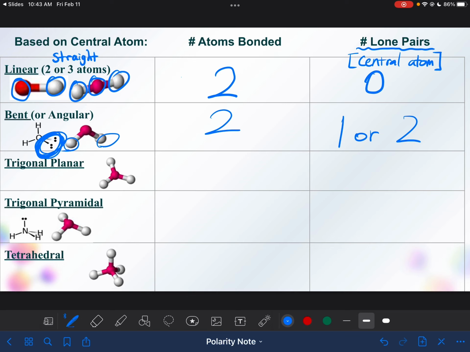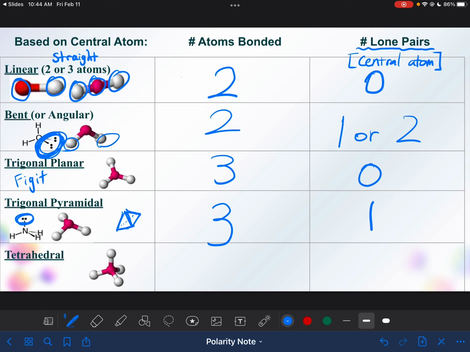Trigonal planar, sometimes I call it a fidget spinner. It kind of looks like a fidget spinner. So it has 3 atoms being bonded and 0 lone pairs. Now, trigonal pyramidal looks kind of like a triangular-based pyramid. Just by looking at it, we know there are 3 things that are bonded to the central atom, but there's going to be 1 lone pair, just like shown right here.